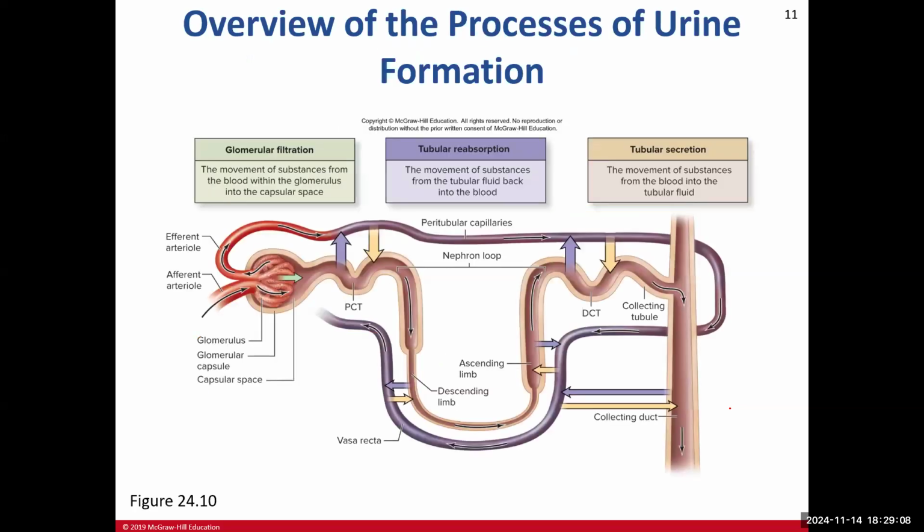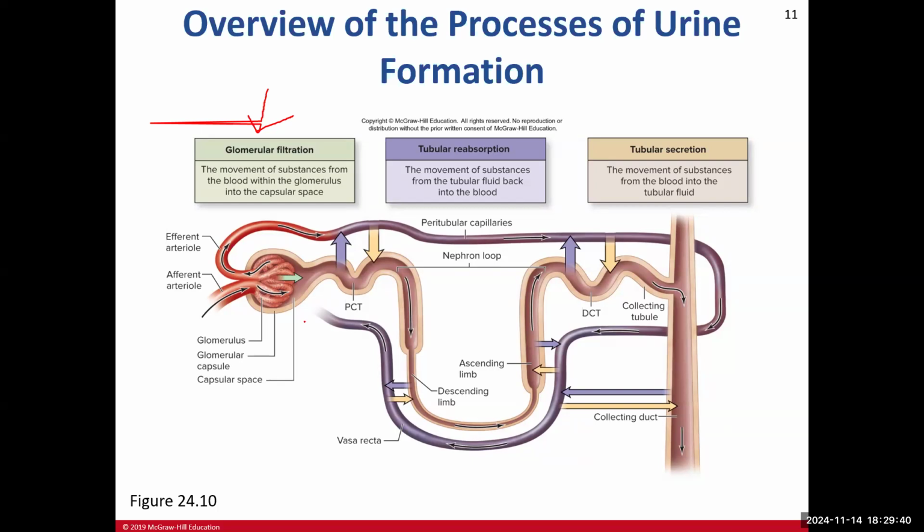I love this picture. This is figure 24.10. It's very, very helpful to kind of see what I'm talking about. So you can see the green arrow here matches up with the green box at the top here. So the glomerular filtration just shows you stuff leaving your blood and going into the capsular space there. And then it's going to move from the capsular space into the proximal convoluted tubule.